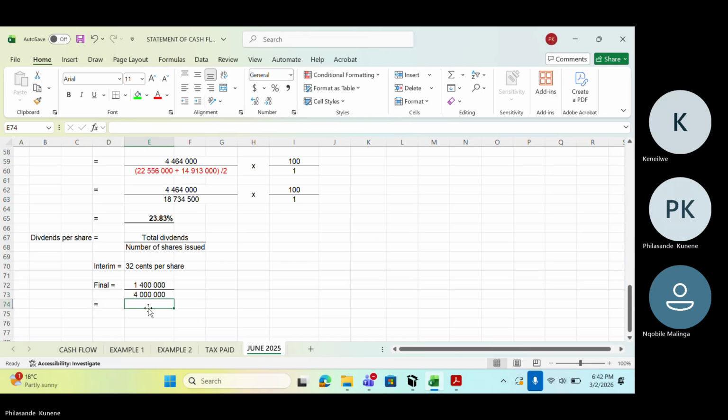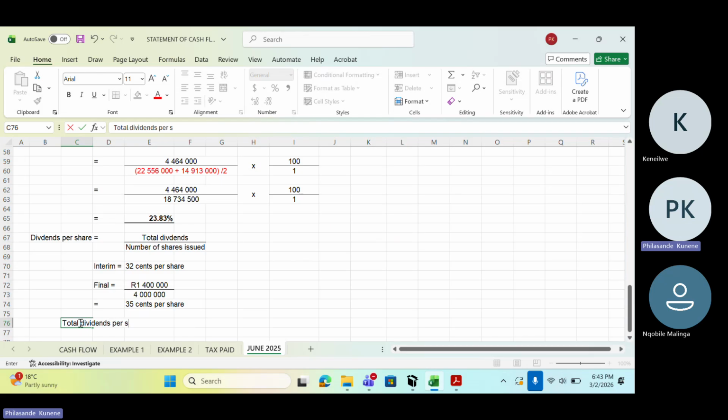Okay, and then if we say 1.4 million divided by 4 million, how much are we getting as dividends per share? 0.35, which gives us 35 cents. 0.35 is 35 cents per share, right?